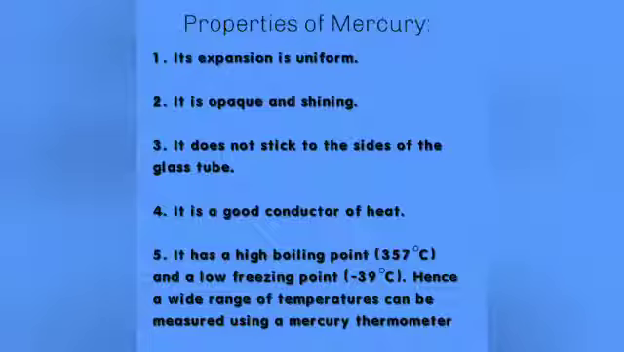Mercury has a very high boiling point and a very low freezing point. The boiling point is up to 357 degrees Celsius and the freezing point is minus 39 degrees Celsius. So with the mercury thermometer, we can measure a wide range of temperature. Up to 356 degrees we can measure with mercury, and the lowest temperature up to minus 38 degrees Celsius we can measure.